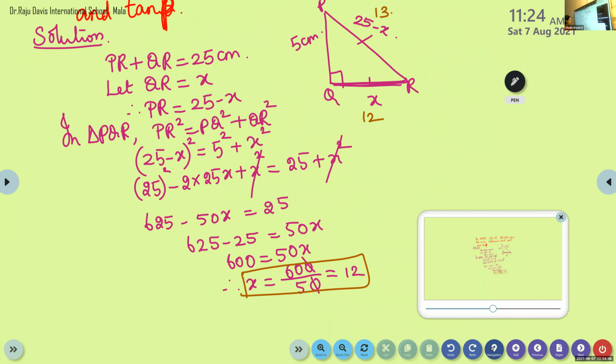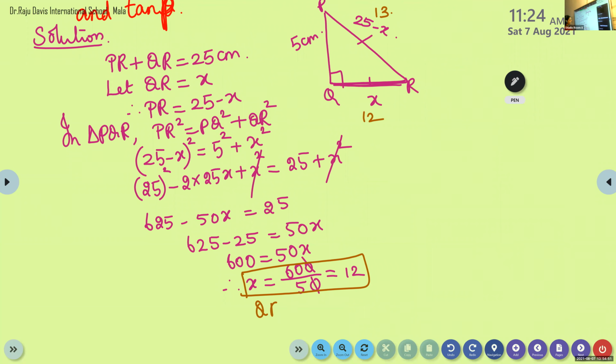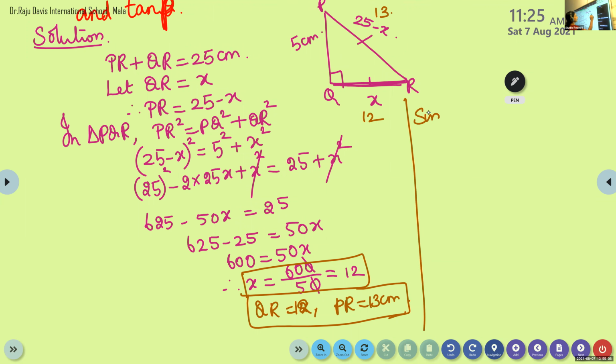So, we get QR as X, that is equal to 12, and PR is equal to 13. Now, the question is not over. After finding the sides, you have to find out what is sin P, cos P and tan P. Find it from the triangle. Apply the definitions and find out what is sin P, cos P and tan P.